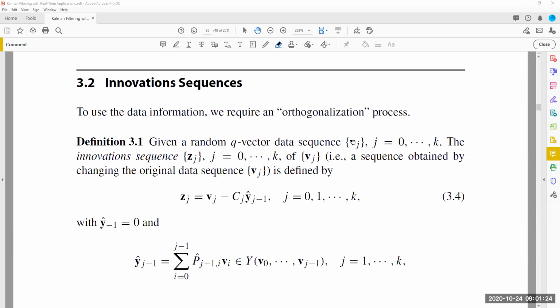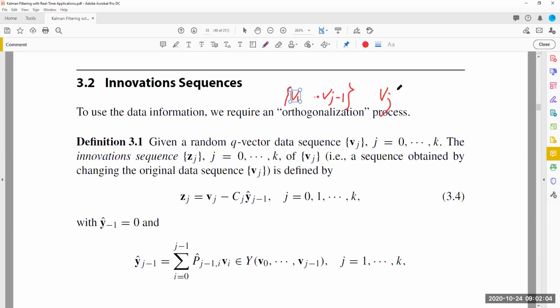That will be the V from V1 until Vk. Suppose we have V1 until Vj minus 1. When we receive a new measurement, Vj, then we say it is a new measurement. But this is not what we mean by innovation. By innovation, we mean some new information.